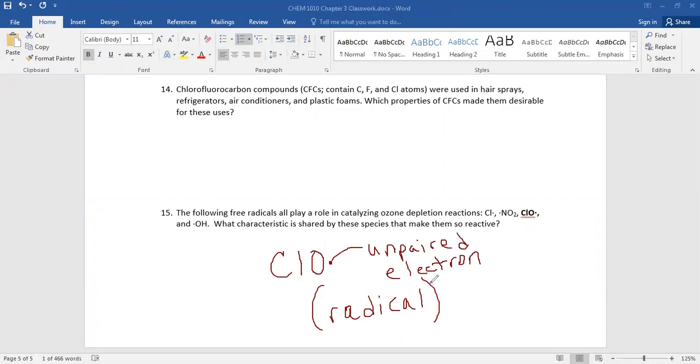And so therefore, when this compound gets produced from the breakdown of a chlorofluorocarbon, that ClO radical is going to react so fast with the ozone and break that ozone down. So that's what makes this species so reactive, because it's a radical, meaning it has an unpaired electron that is very unhappy being unpaired. So it's going to want to react with a substance like ozone so that it can pull an electron off of the ozone.